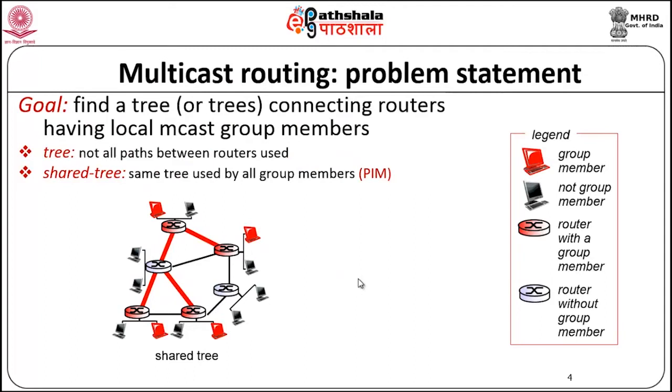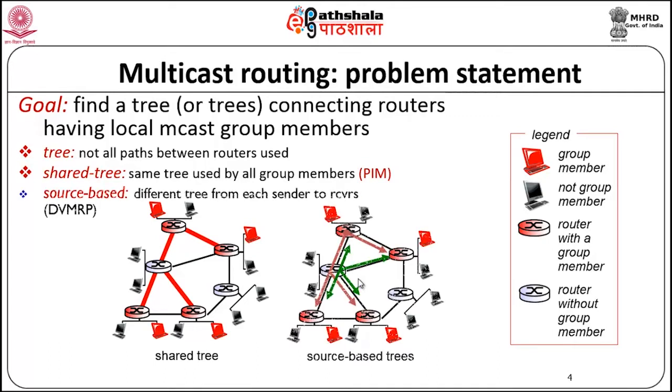And with respect to routing for multicasting, the problem statement can be given as follows. The goal is to find a tree or trees which are connecting the routers having local multicast group members. When we talk of a tree, it could be either a shared tree, which means that the same tree is used by all group members, or it could be a source based tree where each source will have a different tree. That is when you have each sender sending to the same members, a different tree would be formed, which has the root at that particular source.